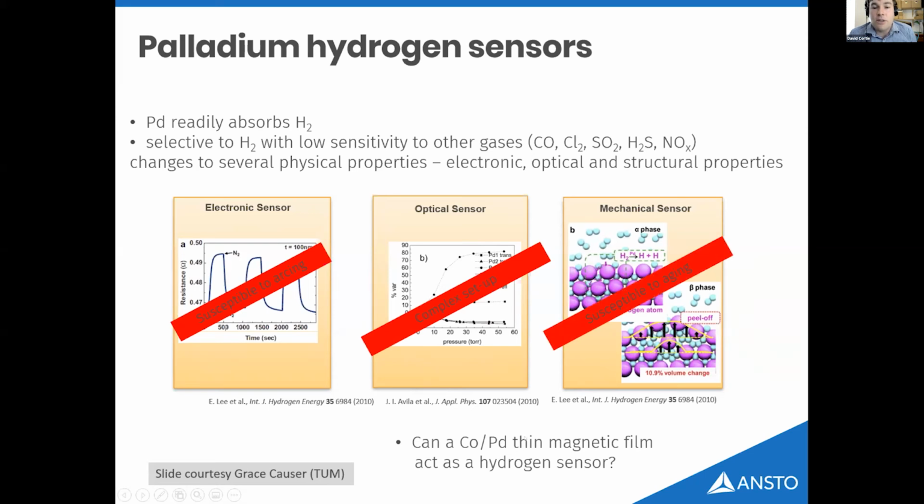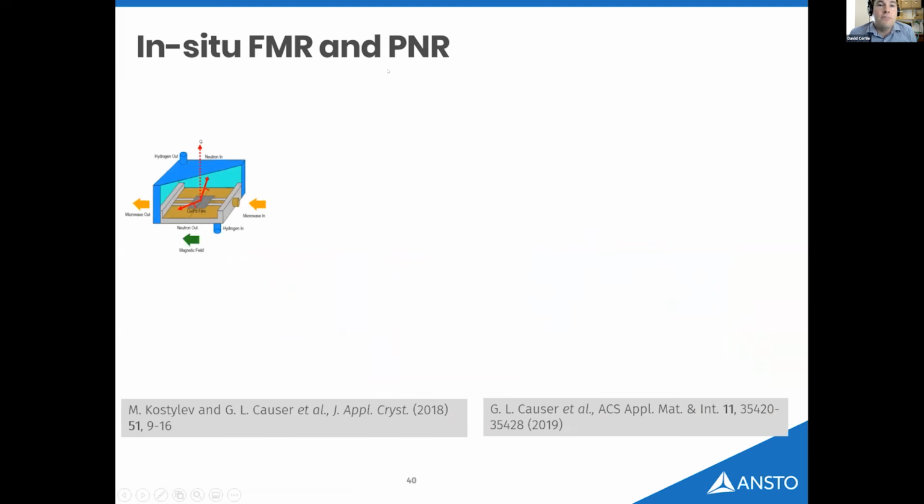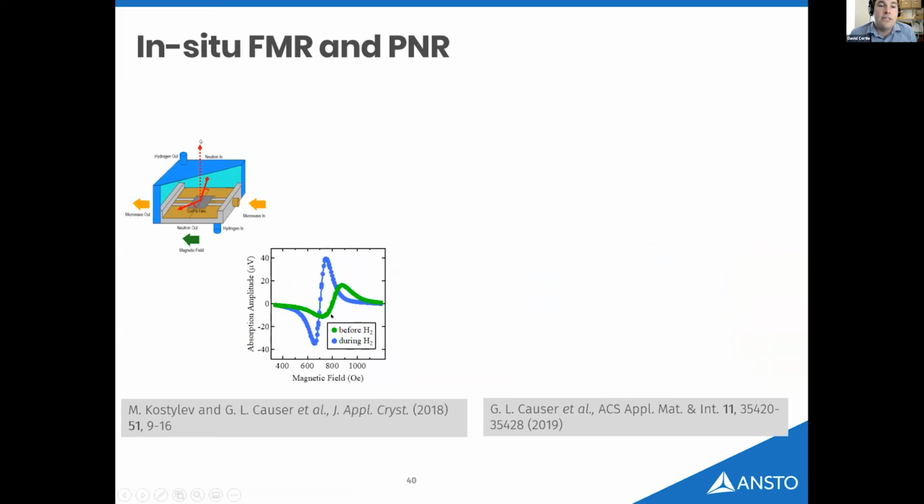So Mikhail asked the question, could we use an out-of-plane cobalt palladium thin film as a sensor and detect its magnetic signal as a function of hydrogen loading? And he developed a very clever FMR on-chip application that allows you to do ferromagnetic resonance. And indeed, as hydrogen is charged up into the system, the ferromagnetic resonance shifts.